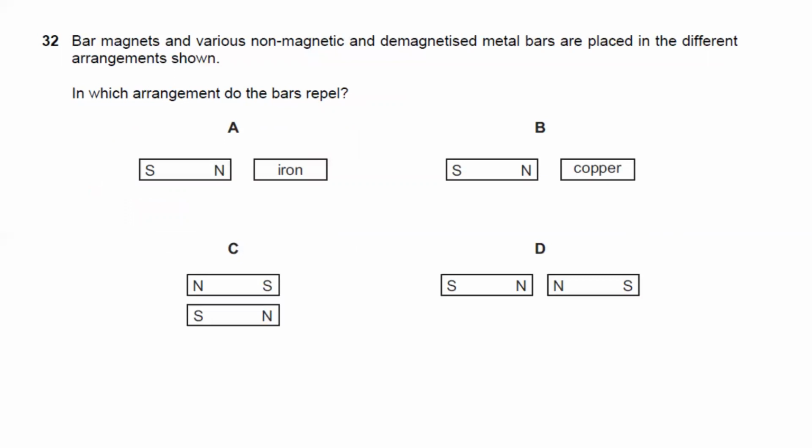Next question, question number 32. It says bar magnets and various non-magnetic and demagnetized metal bars are placed in different arrangements as shown. In which arrangement do the bars repel? First, a magnet is placed in front of iron, so it induces opposite poles here and they attract. So no. Copper is a non-magnetic material, so there will be no effect. Again, in part C, north is opposite to south, south is opposite to north, so they attract each other. In the last one, north is in front of north, so they repel each other. So answer D is the right choice we have.